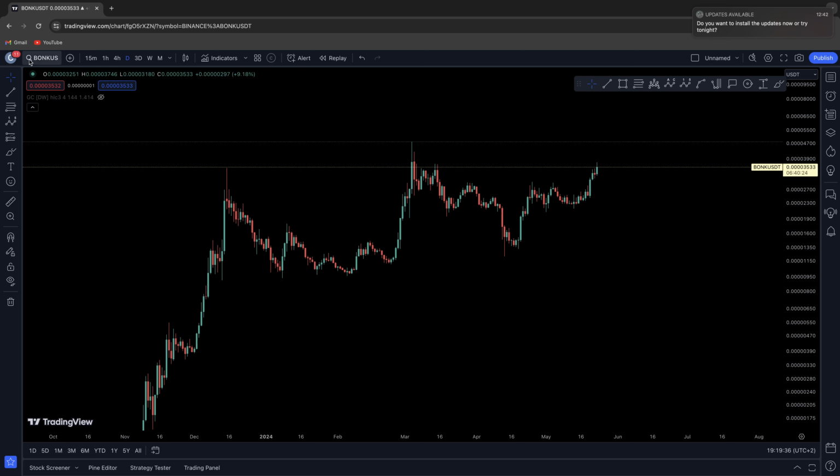Today we will be covering BONK, the ticker is BONK, against USDT on the daily time frame.